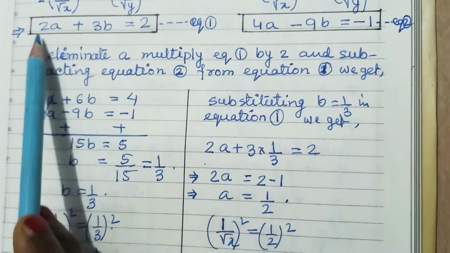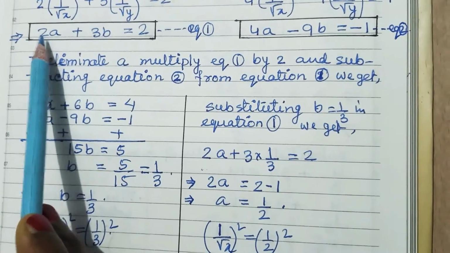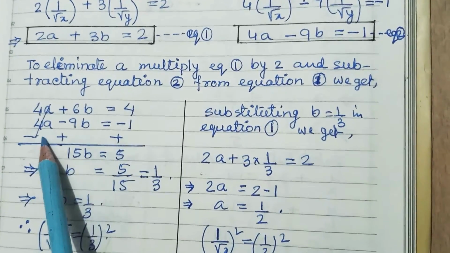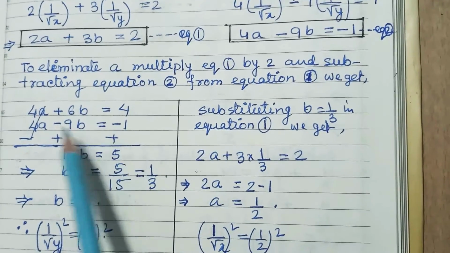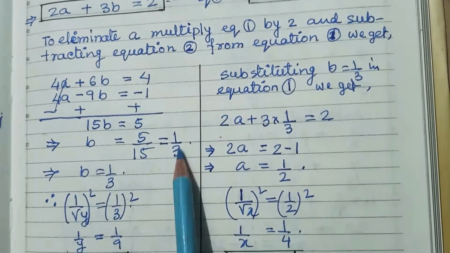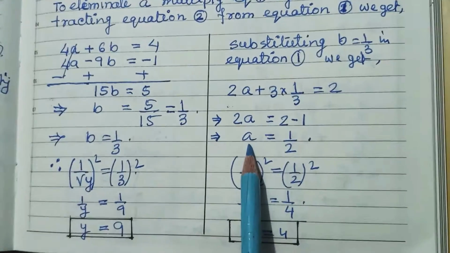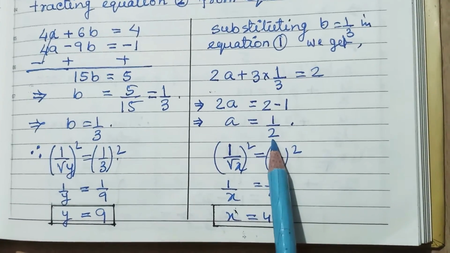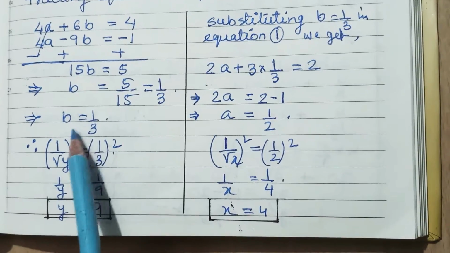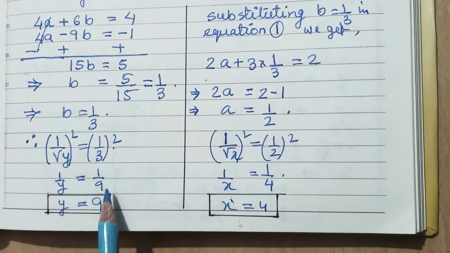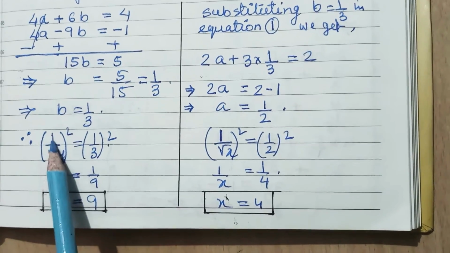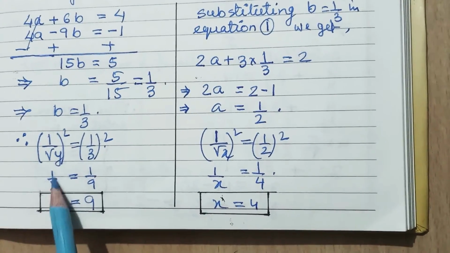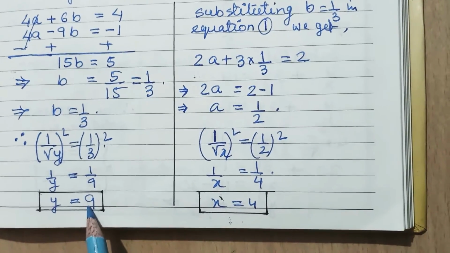Multiply equation 1 by 2 to make the same coefficient of a. So it is 4a plus 6b equals 4 and 4a minus 9b equals minus 1. Now eliminate a. It comes b equals 1/3. Similarly, substitute the value of b in equation 1, we get a equals 1/2. Now a and b are not our solution. We have to find the value of x and y. So b is 1/root y equals 1/3. Now squaring both sides, 1/y equals 1/9, y equals 9.